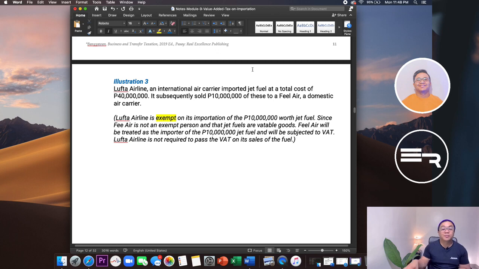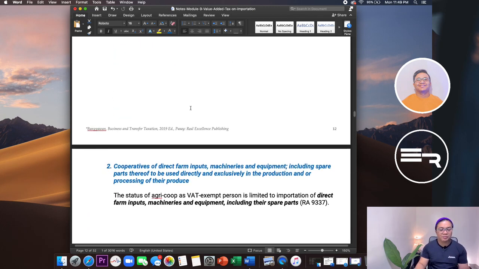To a taxable entity. So, PhilAir is not exempt. Since PhilAir is not an exempt person, that jet fuel is subject to VAT, and PhilAir will be treated as importer. Magiging importer yung pinagbentahan niya, and will be subjected to VAT. Lufta is not required to pass on the VAT on its sales of the fuel. So, hindi required si Lufta, which is siya yung first na nag-import, di ba? Tapos, binenta niya dun kay PhilAir na local. Okay? Ganun lang yung principle niya.